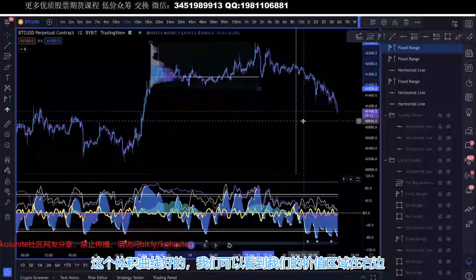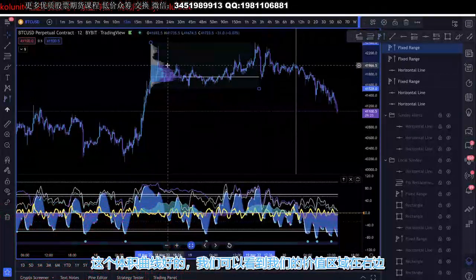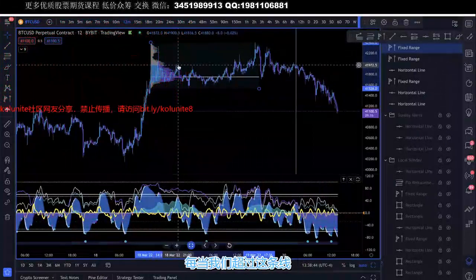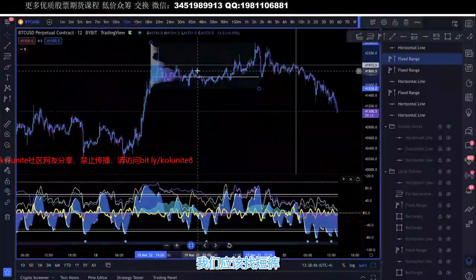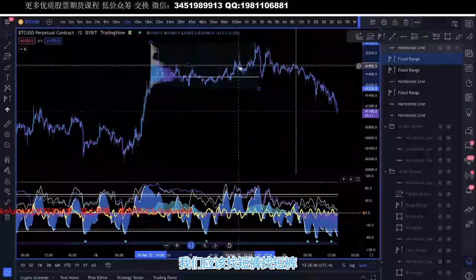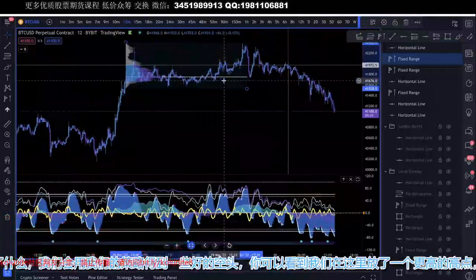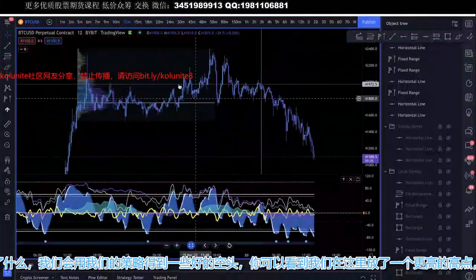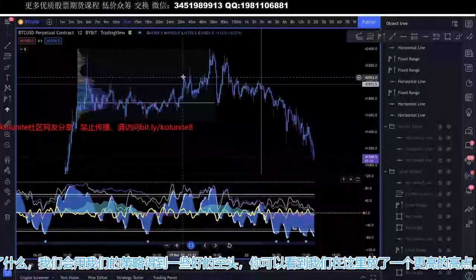Okay, we can see that we have our value area high right here, our value area low down here. Whenever we come above this line, we should be looking for shorts. So we're above the line, we should be looking for shorts. What do we see up here? We would have gotten a few good shorts using our strategy, right?